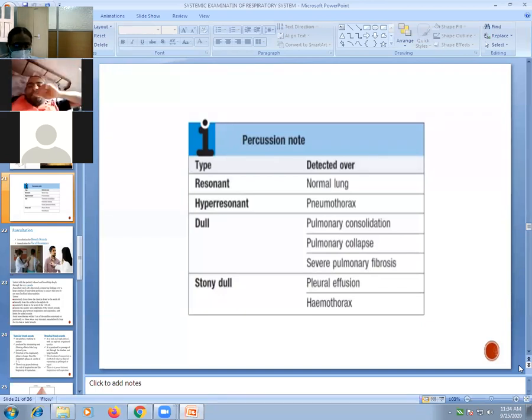Normally there is resonant note. Pneumothorax, there is hyperresonant note. Causes for dull note: pulmonary consolidation, collapse, and fibrosis. And stony dull note in case of fluid, whatever the fluid, whether it is pus, fluid, or blood. So pleural effusion, there is stony dull note. Empyema, there is stony dull note. Hemothorax, meaning blood in the pleural cavity, there is also stony dull note.